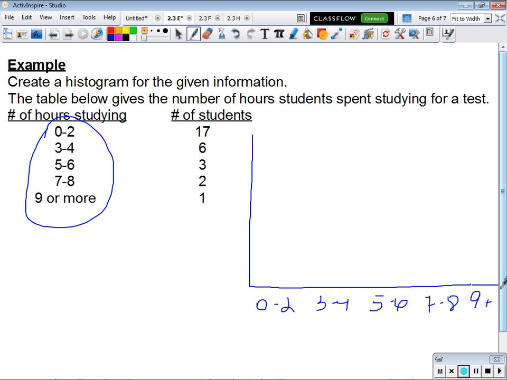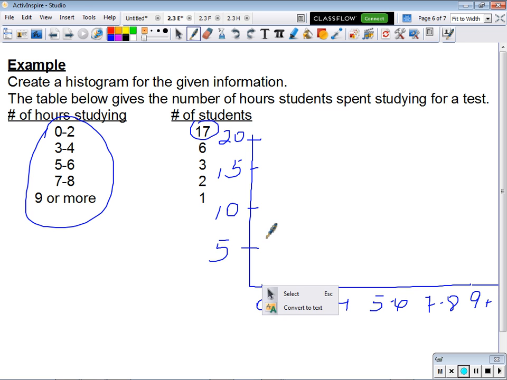So notice the biggest number here is 17. So when I do this, I'm going to do this in fives. So I got 5, 10, 15, and then 20 at the top here. So when I go to make this first bar, 0 to 2, I'm going to go up to 17. So I'm just going to go a little bit underneath the 20 there. So there's 0 to 2, and then I have 3 to 4, which has a frequency of 6.